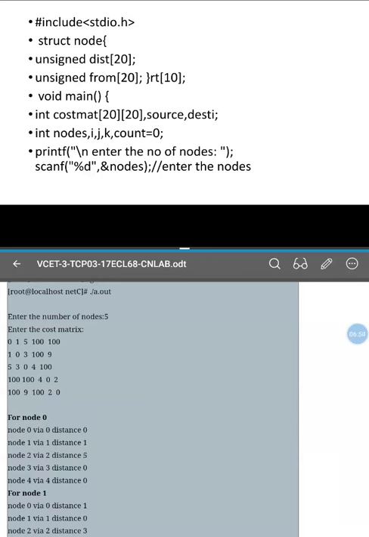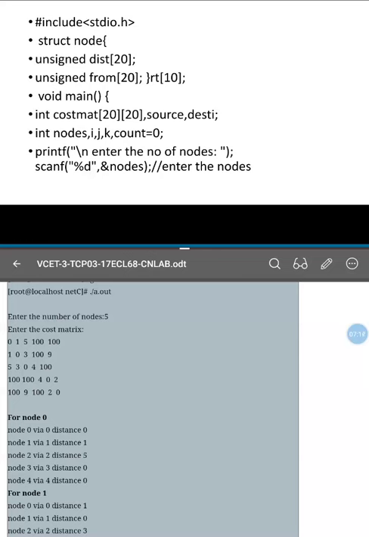Later, by applying the Bellman-Ford equation, we consider an intermediate node, find the distance by having the intermediate node in between, and then we update it. So finally all the distances will be traced. That is what the Bellman-Ford algorithm is.